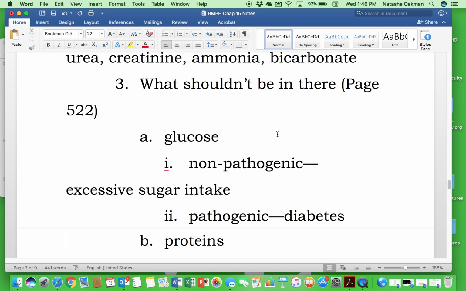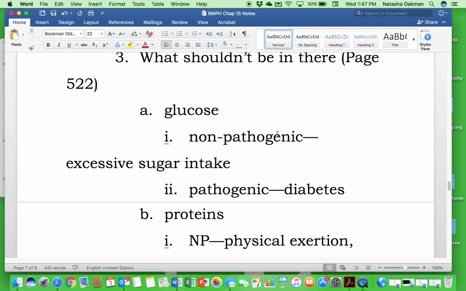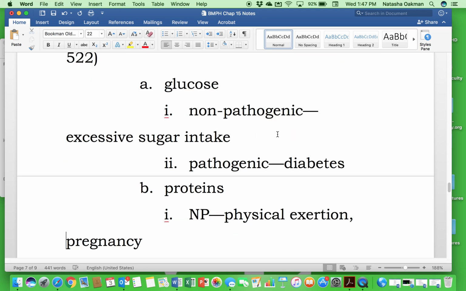That's a sign. As I mentioned, proteins should not be in there because they're too big. The molecules are just too big to fit through the filter. And so a couple things are possible here. Non-pathogenic physical exertion. So you've been exercising a lot. That can cause proteins to kind of be squeaked through in the filter. But you're also breaking down proteins when you have a lot of physical exertion. So if you've been exercising a lot, you can have proteins in your urine. Fun thing, can also mean you're pregnant.